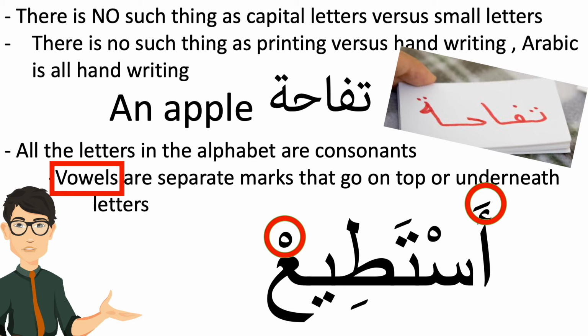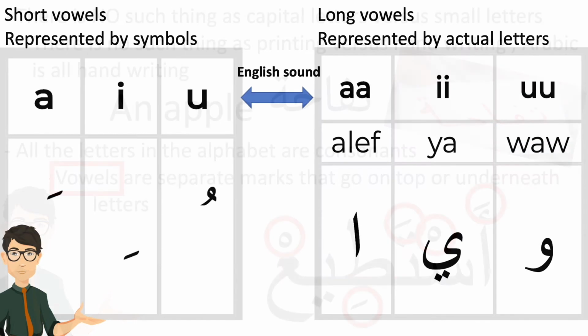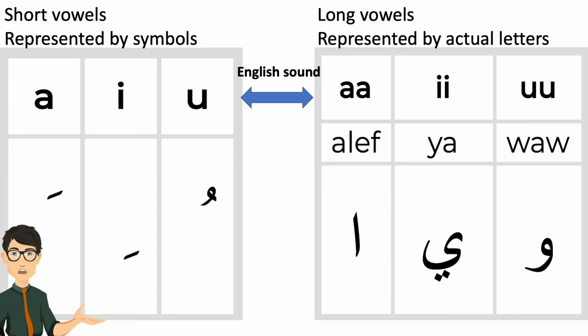So if we take a look at the word أستطيع, we can easily identify the separate marks above or below the letters. Those are the actual vowels that help us pronounce the consonants, which will lead us to better pronounce the whole word. Now, let's take a quick look at the short vowels.